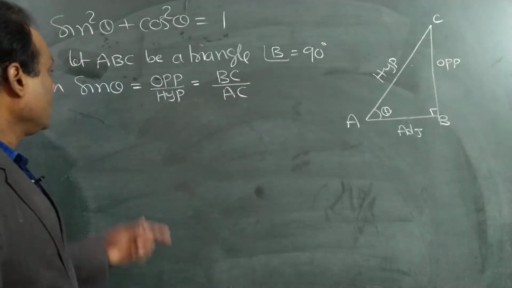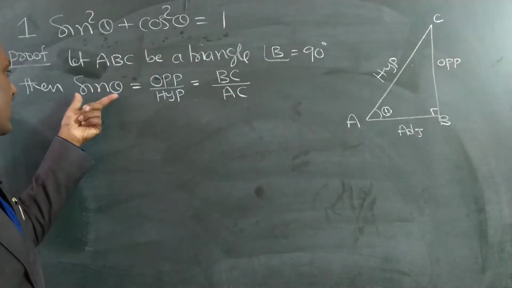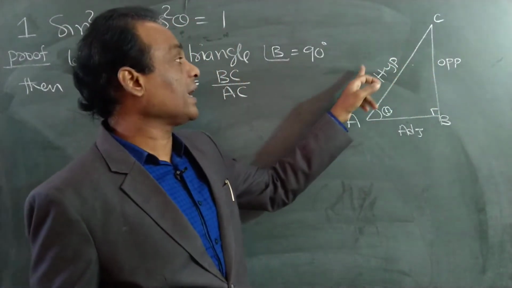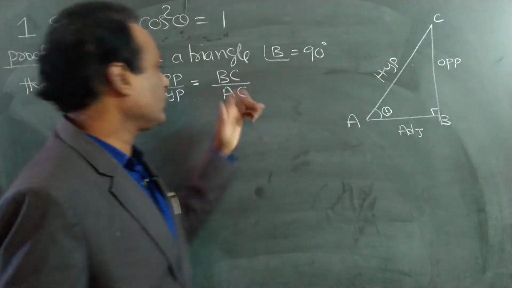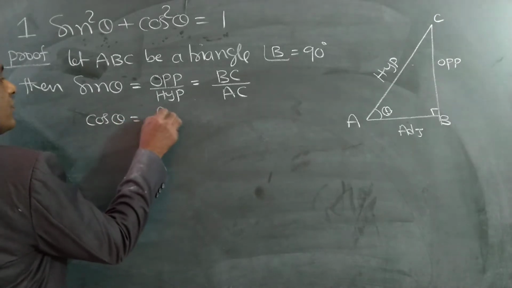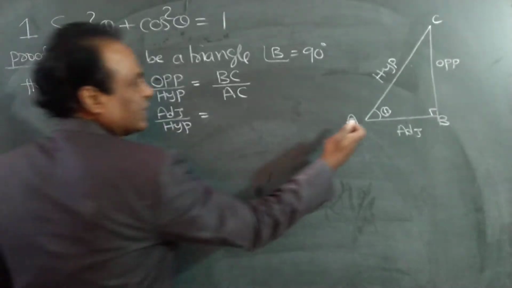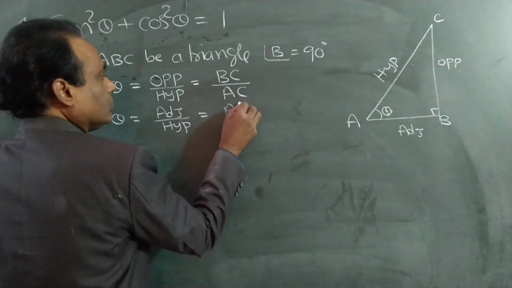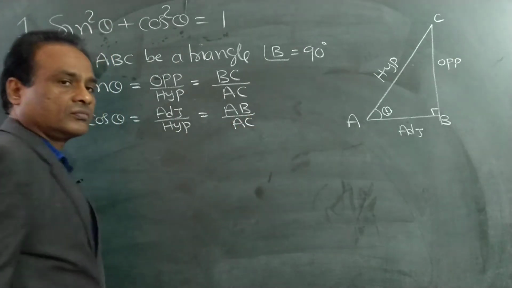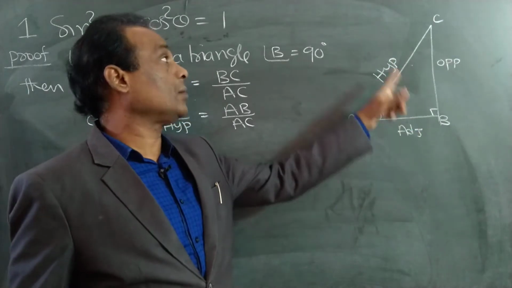Because the problem is dealing with sin and cos, I will write sin theta and cos theta. Sin theta definition: opposite by hypotenuse, BC by AC. Next, cos theta definition: adjacent by hypotenuse. What is the adjacent side? AB. And the hypotenuse is AC. Cos theta is AB by AC.